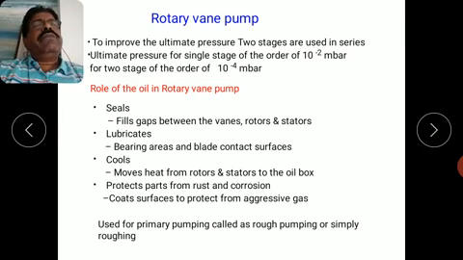So this is the very basic type of pump, that is, the rotary vane pump.